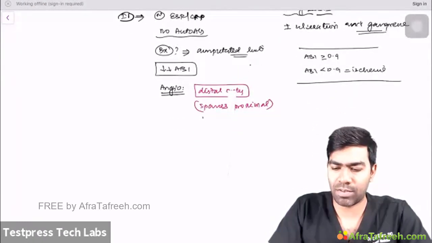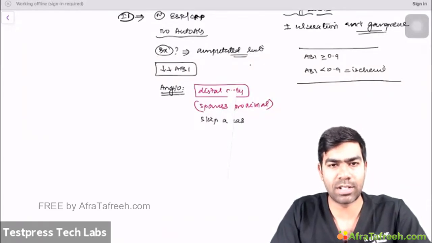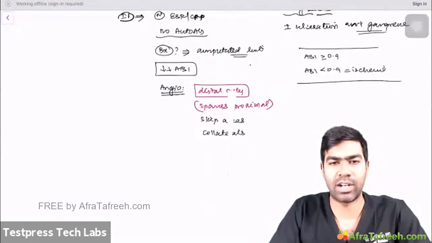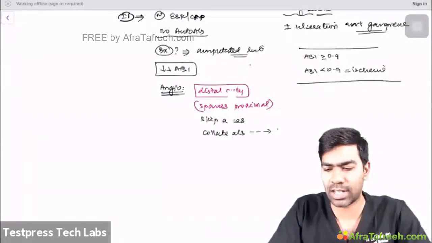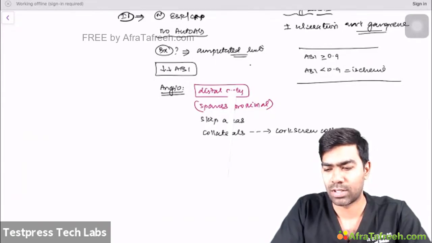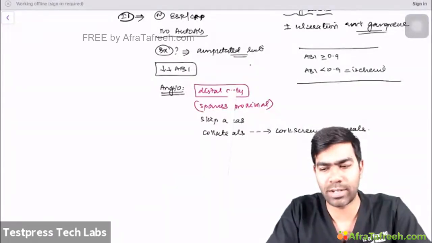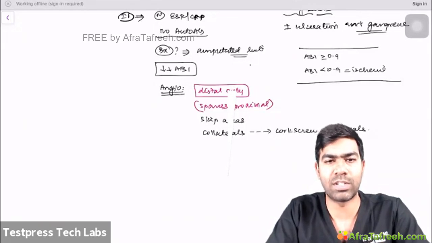Apart from that, you will have other things like skip areas, which are very common in Buerger's disease, and at the same time, you might see collaterals because it's a long-standing disease, and these collaterals are characteristically referred to as corkscrew collaterals. All these have been described for Buerger's disease, but none of these findings which I told you is absolutely specific for Buerger's disease in the first place.